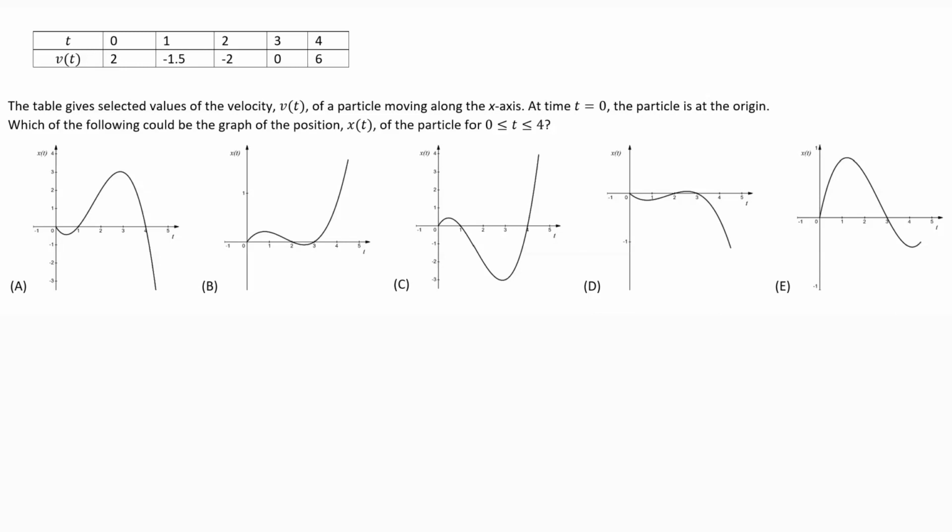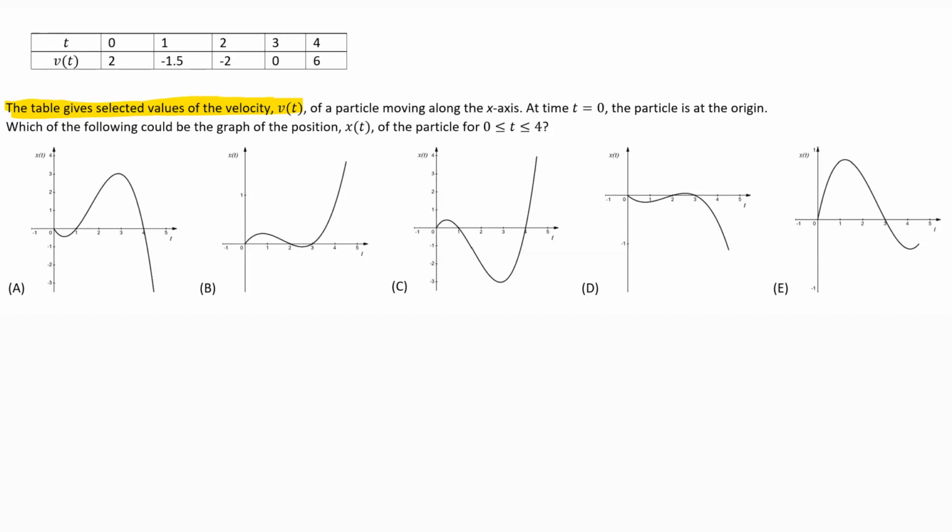Looking at this problem, we can see that the table they've given us is a table of values for the velocity of a particle. And what they want us to do is, based upon that table of velocity data, find out which of the graphs down below is the graph of that original function, the position function. Here's where they really want you to know this physics relationship stuff. So you've got to know this like the back of your hand.